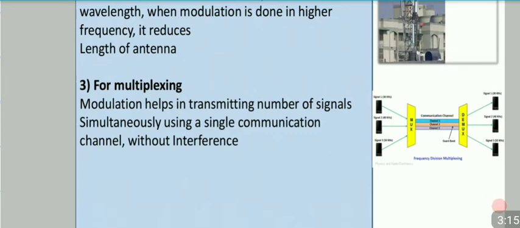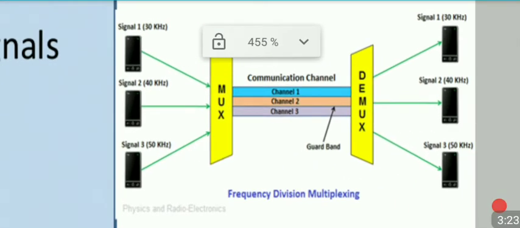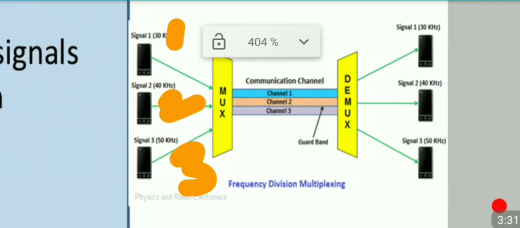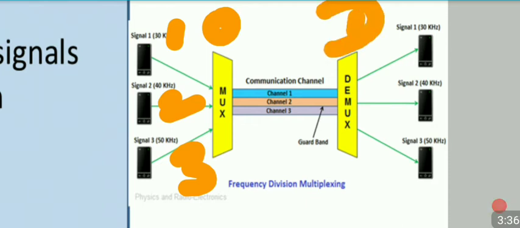For multiplexing, what do you mean by multiplexing? Multiplexing is a very simple concept. Just by seeing this diagram you can understand. I have signal number 1, signal number 2 and signal number 3. All these three signals should be sent from the source to the destination through a single communication channel. We have only one communication channel, and we have to send all three signals through it. Then we use a concept called multiplexing.